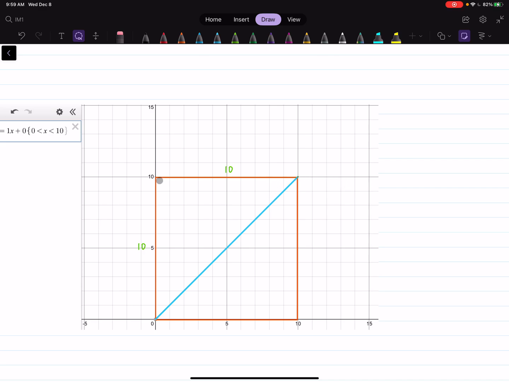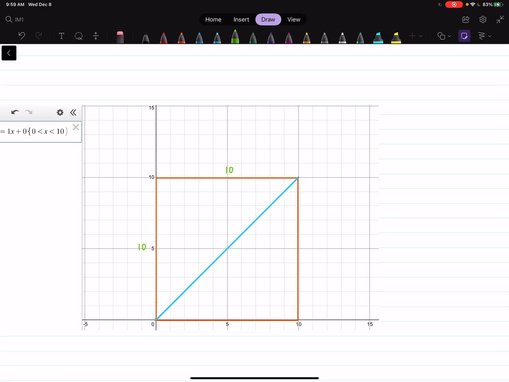Because remember, this is a square. And this right here is 90 degrees. And if we cut that in half, it's going to be 45. That's going to be 45 degrees. And that's going to be 45 degrees. And this is going to be 90 degrees. So as you can see, we're working with the 45, 45, 90 degree triangle, okay?